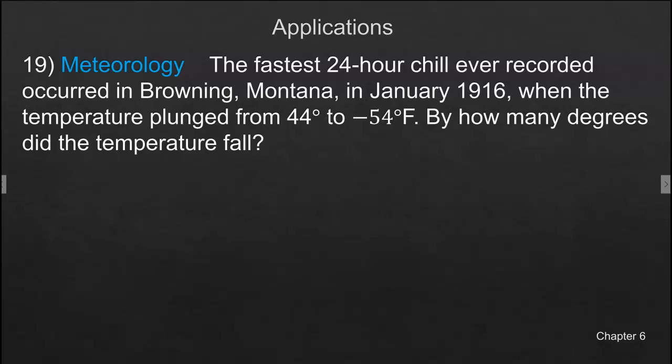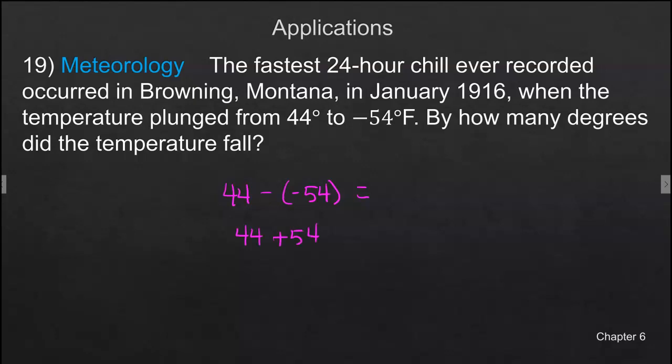This is another very common one, and it's about the fastest 24-hour chill ever recorded, which occurred in Browning, Montana in January 1916, when the temperature plunged from 44 to negative 54 degrees. How many degrees did the temperature fall? Now, there's different ways you can do this, right? You could just say, okay, I'm going to take 44 and subtract 54 degrees. You have to be careful, though, sometimes on MyLab on how you put these in. And so 44 plus 54 would be 98 degrees is how much it fell, right? Fell this much.